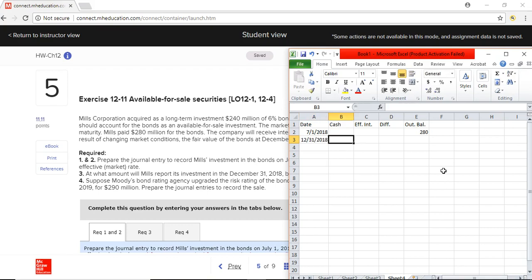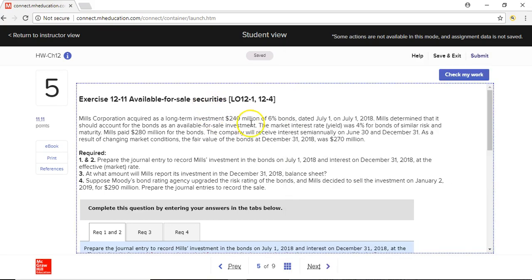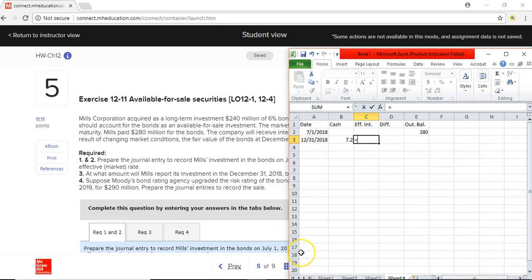they will receive cash interest based on the stated rate, 3%, because the bonds pay interest semi-annually. So 3% multiplied by face value. And the effective interest rate is the market rate, 2%, multiplied by the previous balance. The difference between cash interest and interest revenue is the larger number minus the smaller number.